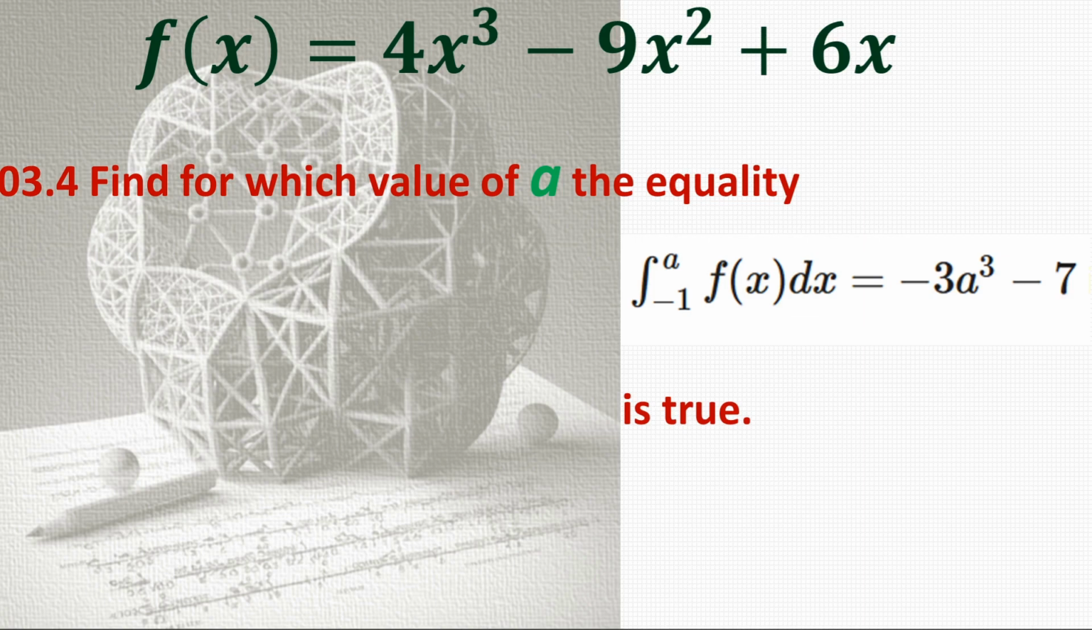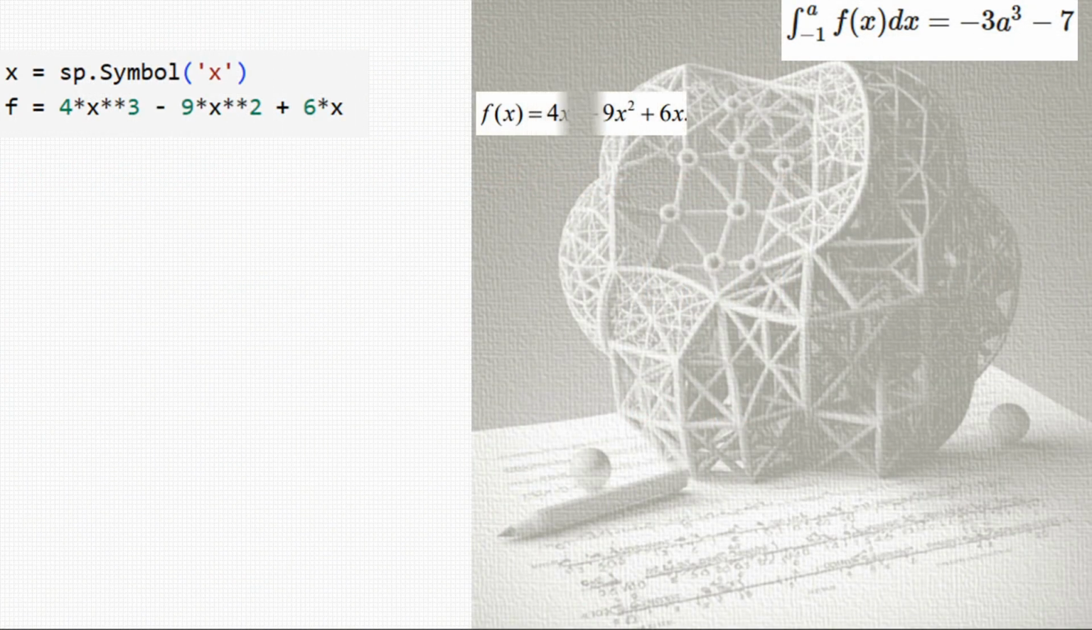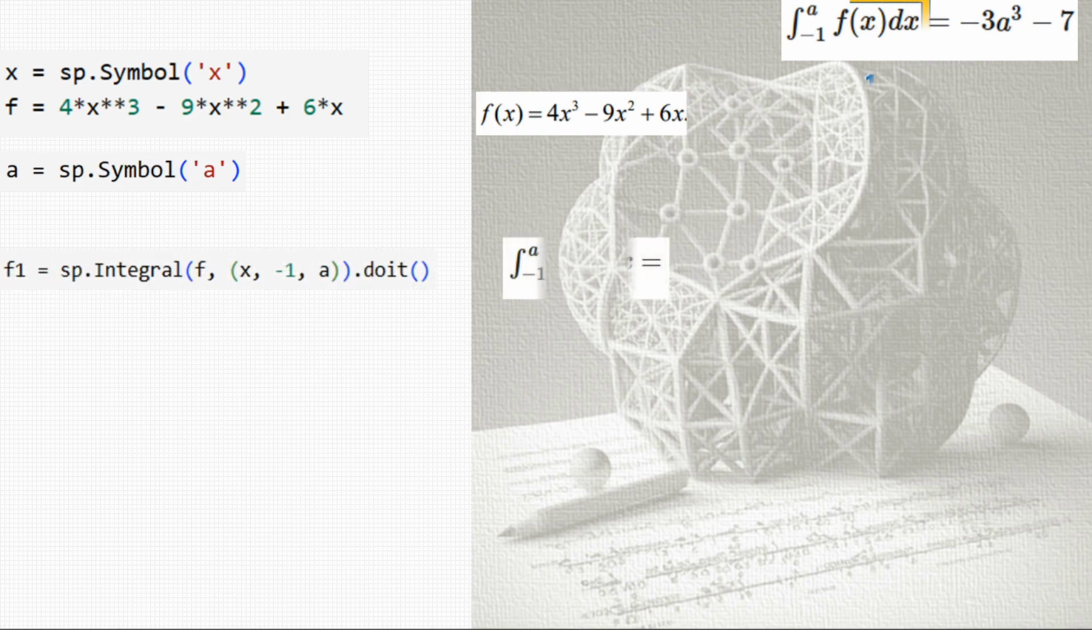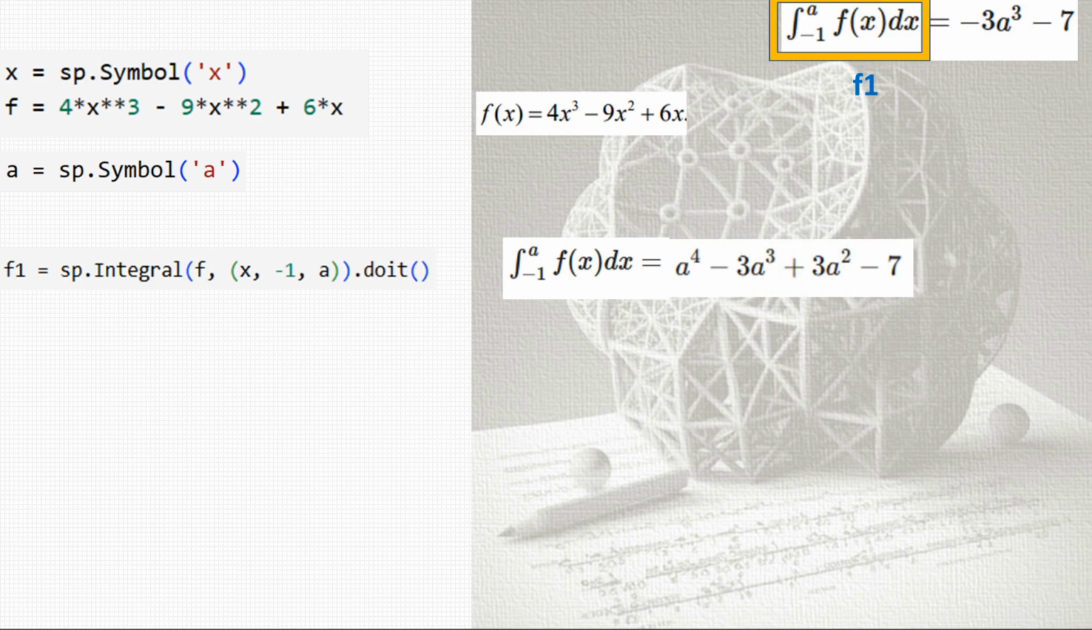Now, for the first solution, we'll use the functions we already know. First, we declare the variable x and the function f. Additionally, we declare the symbol a. Next, we find the integral of function f over the interval from -1 to a. This integral results in a new function, where the variable is a. We'll store this function in variable f1a.